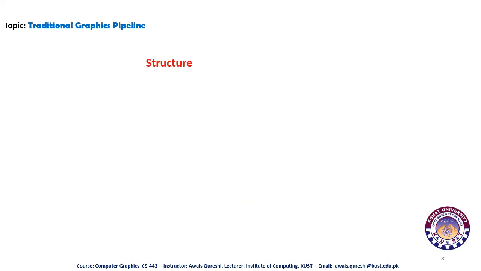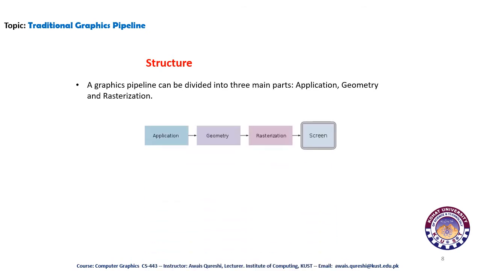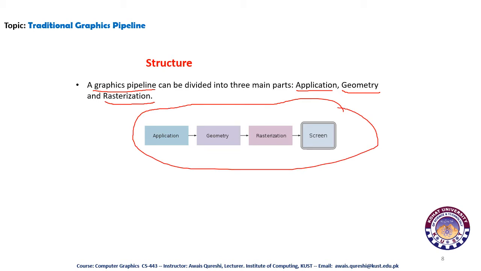And what is the structure of this whole process? A graphics pipeline can be divided into three main types. The first is called the application layer, the second is called the geometry layer, and the third is called the rasterization layer. So what is a graphics pipeline? A graphics pipeline is a combination of these three processes alone. This is the first step of this pipeline, this is the second step, and this is the third step of this pipeline.